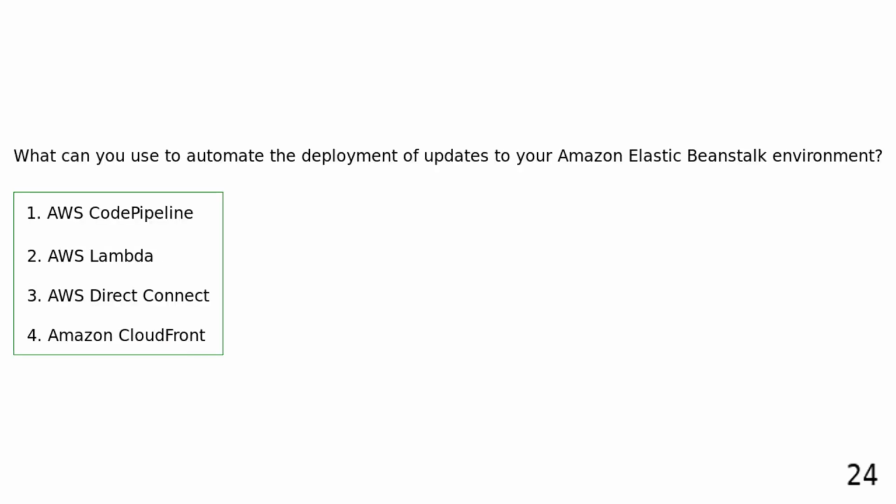What can you use to automate the deployment of updates to your Amazon Elastic Beanstalk environment? AWS Code Pipeline. AWS Lambda. AWS Direct Connect. Amazon CloudFront. AWS Code Pipeline can automate the deployment of updates to Elastic Beanstalk environments.